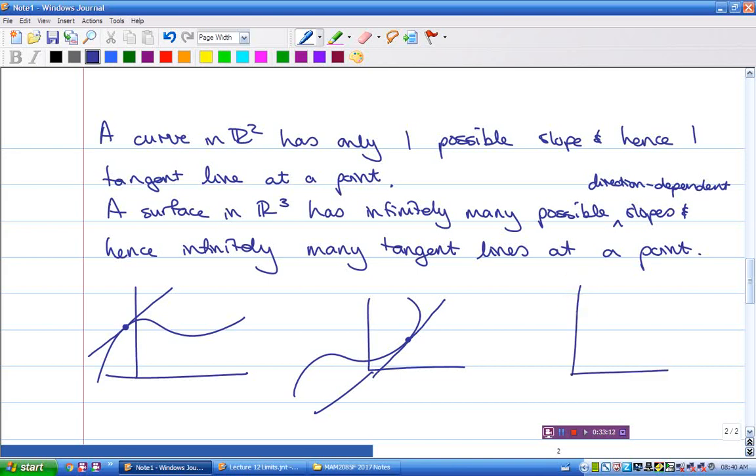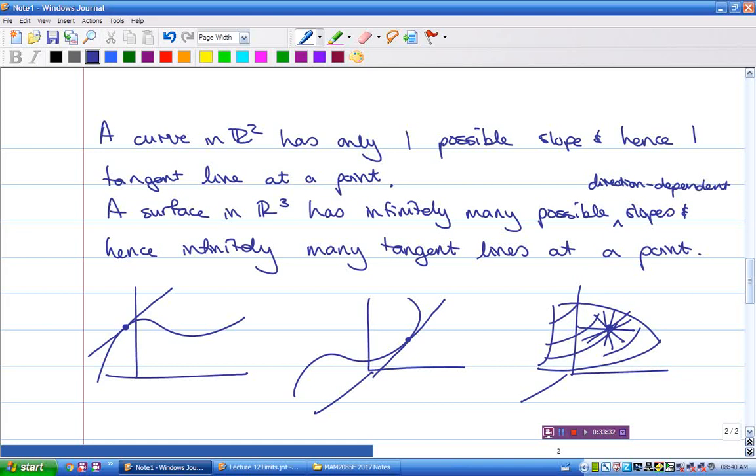But then, just to reiterate what I've been talking about, at a point here, you can draw a star. There's infinitely many tangent lines that pass through that point.